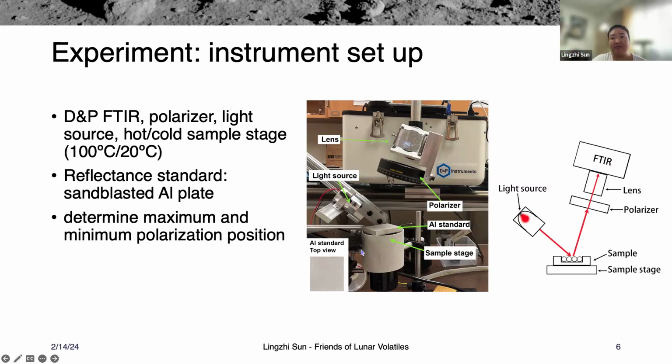And we have this sample stage, which is a black body. So it can heat up to 100 C steadily when it's on, and when it's off, it's a cold stage at room temperature. And our lab is pretty cold, around 20 C. And here is a schematic diagram of the light path from the light source to the instrument.